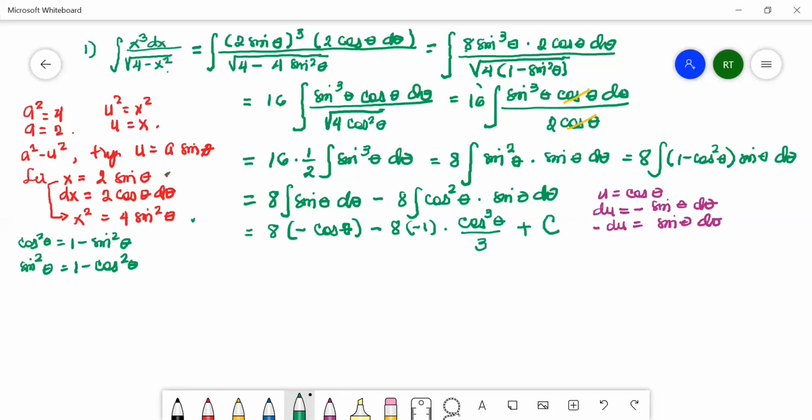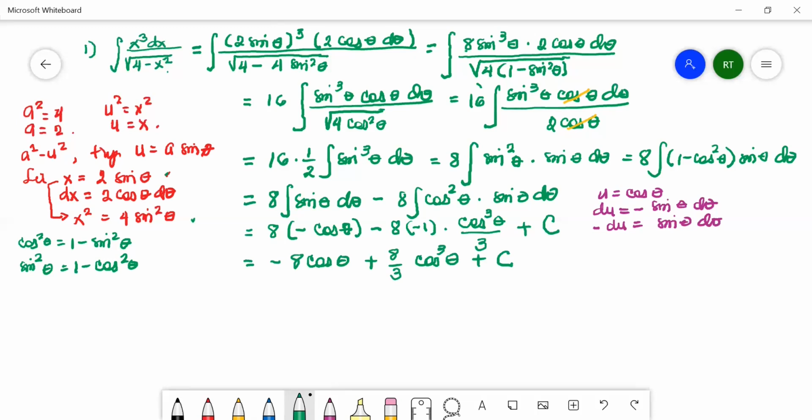Now, if we are going to simplify, then we have -8 cosine of theta, minus minus is plus, so 8 times 1/3 will give us positive 8 over 3 cosine cube of theta plus the constant of integration. We're done with the integration part, but we haven't considered yet the final answer.